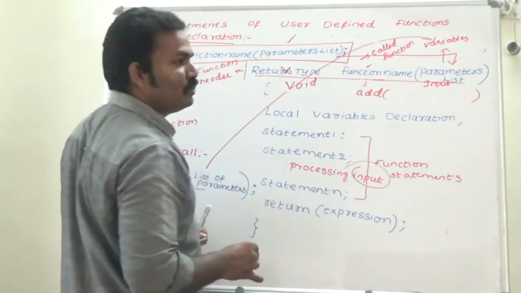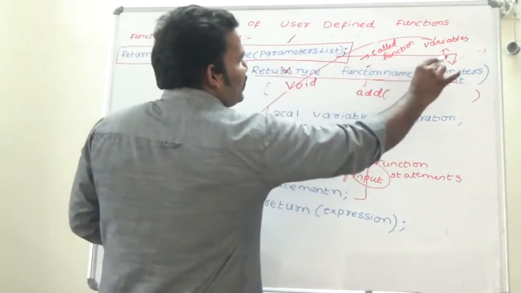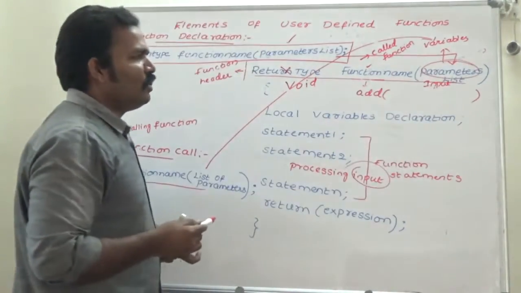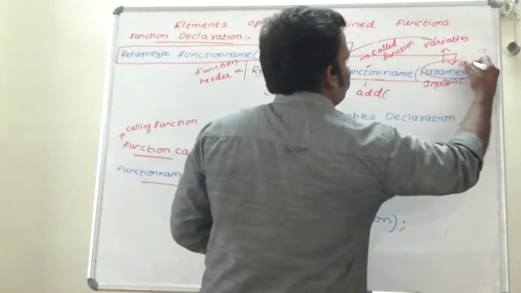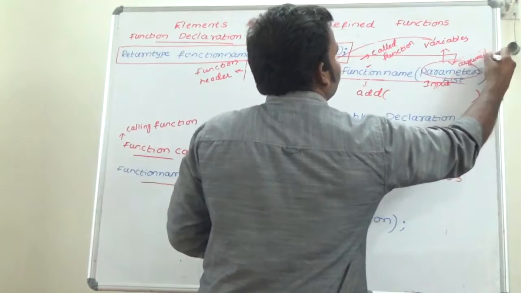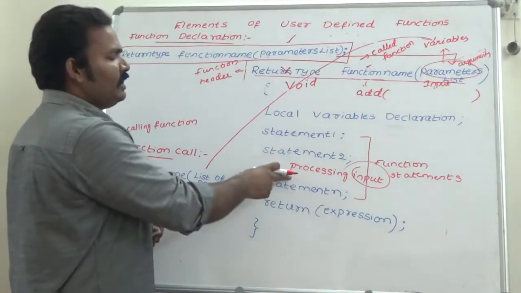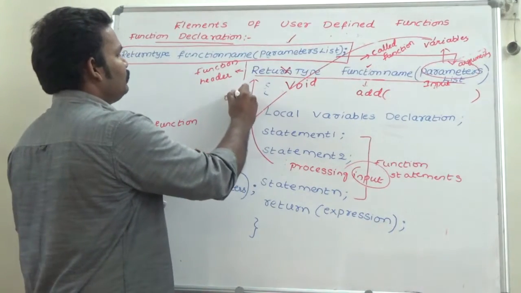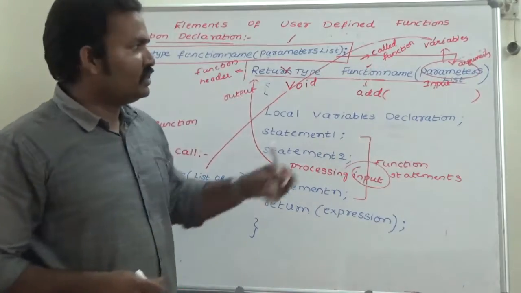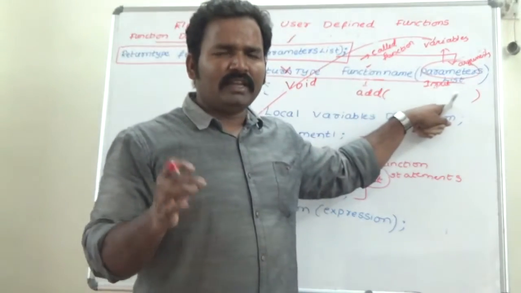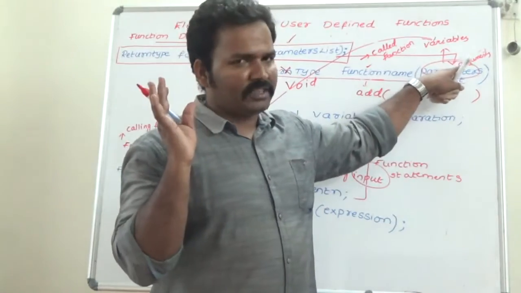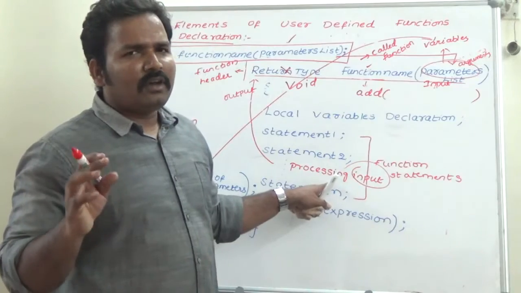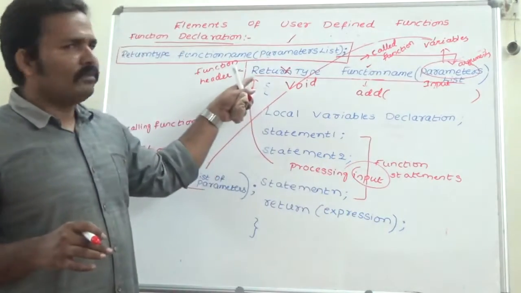The inputs a function takes are technically called parameters or arguments. After processing the input, it will produce the output. So function is taking inputs, technically called arguments, processing that input, and after processing the input, it will give output.